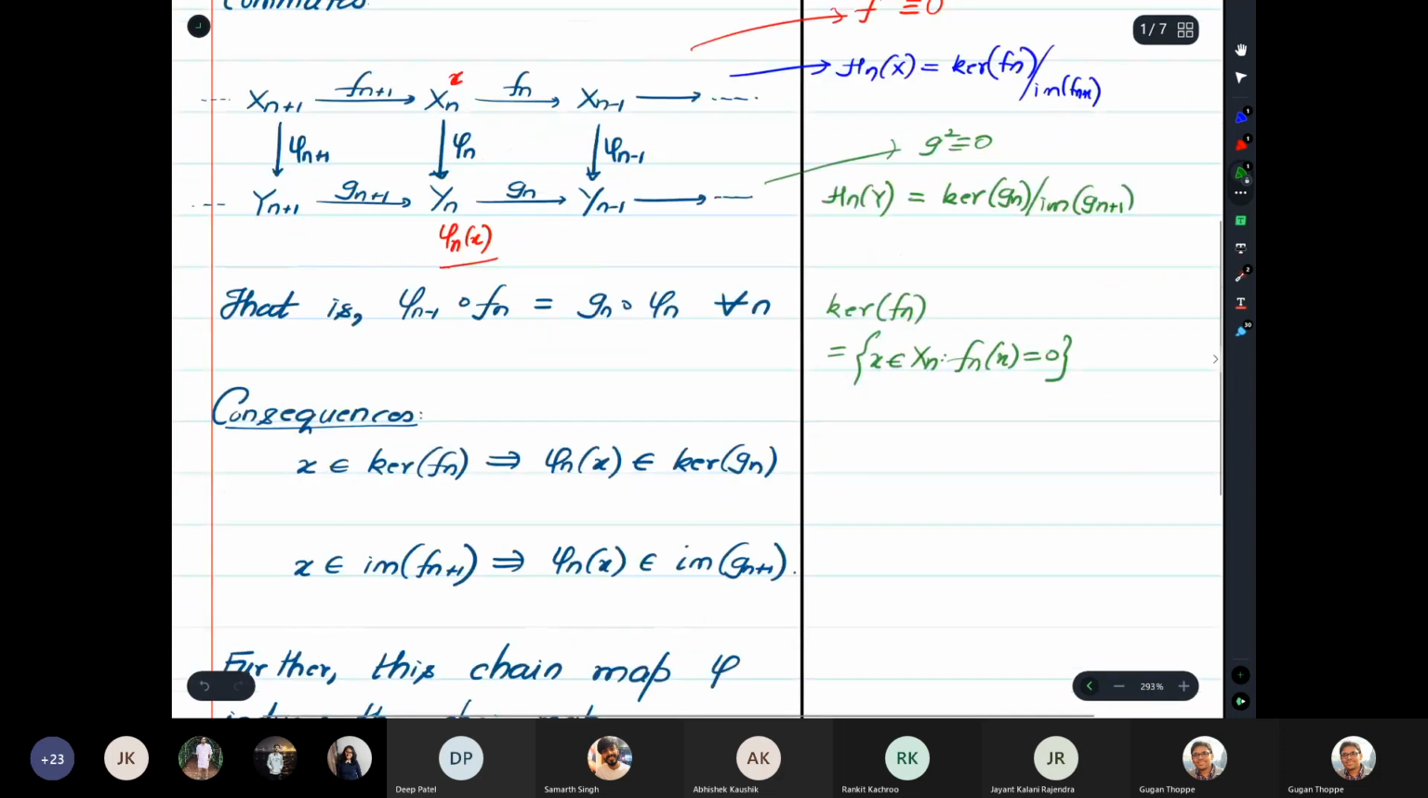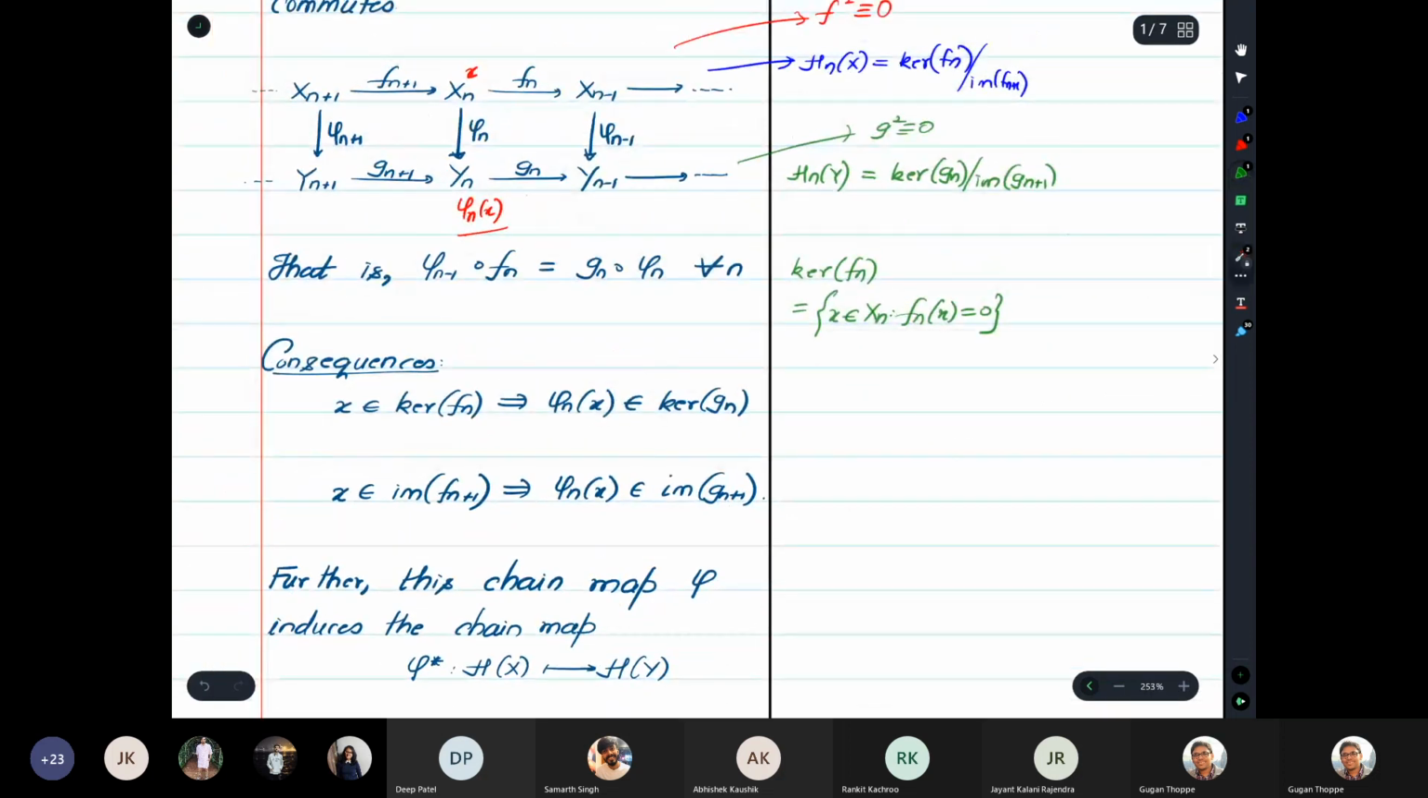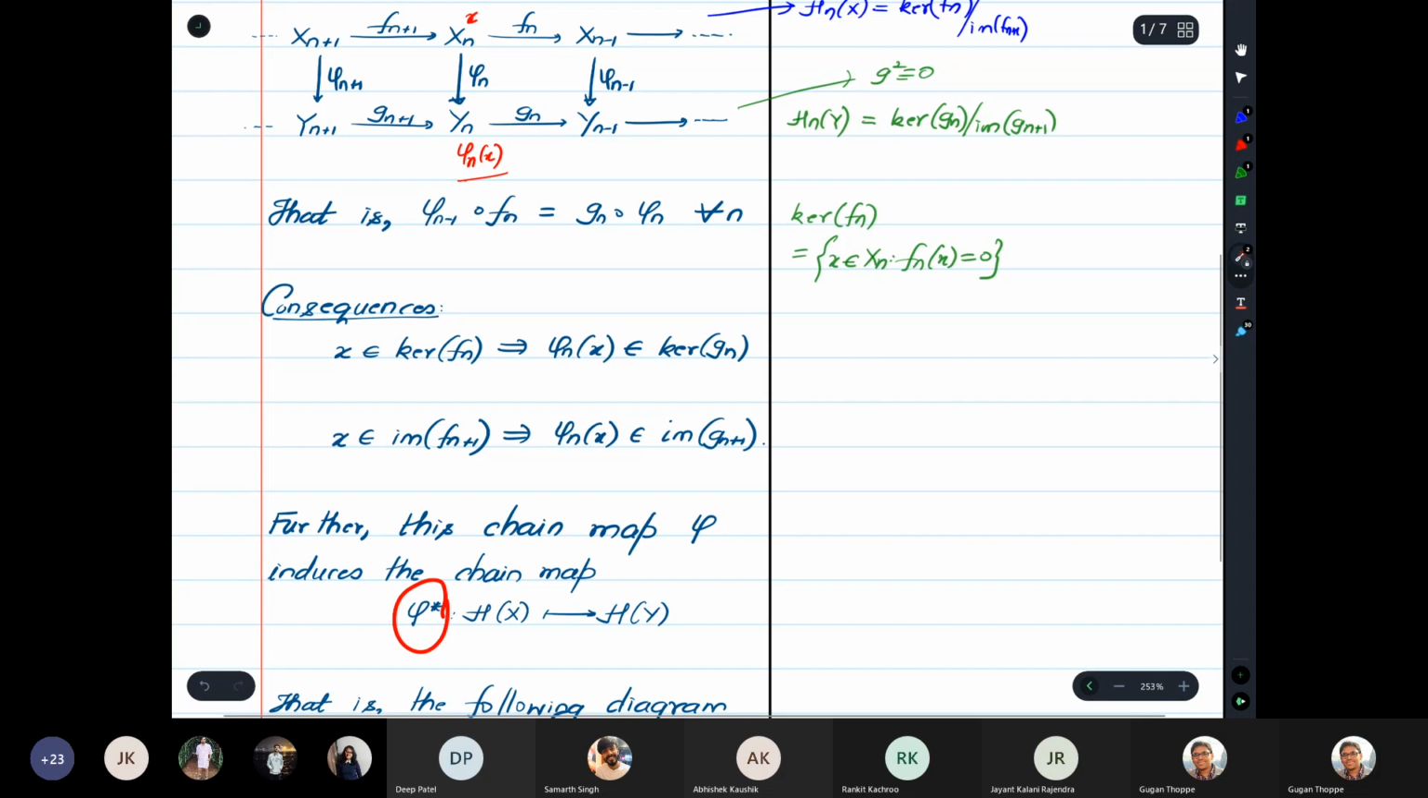So now what I'm saying is that whenever you have such a setup, that is, you have a chain complex at the top, a chain complex at the bottom, and a chain map between these two chain complexes, then there is an induced map which we denote as phi star. And notice what I have written. This phi star goes from H of x to H of y, right?